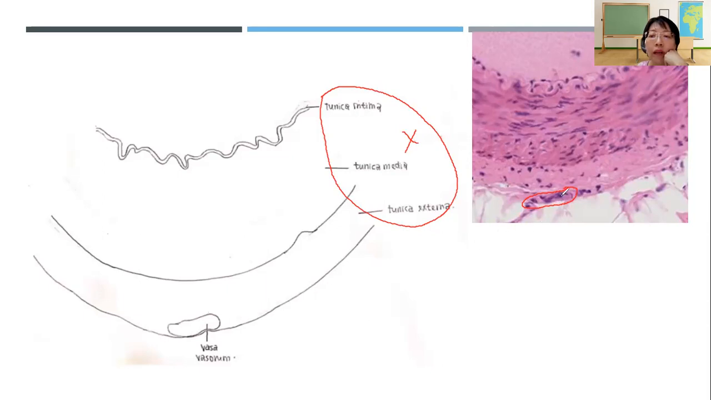If I can see very clearly this is not vasa vasorum, I will not give mark for your drawing because it's not there. So you can only draw if you're very sure that it is a correct structure, especially when you want to label it. The moment you label wrongly, the rest of the labels correct, one label wrong, you get 0 mark for your label. Okay.